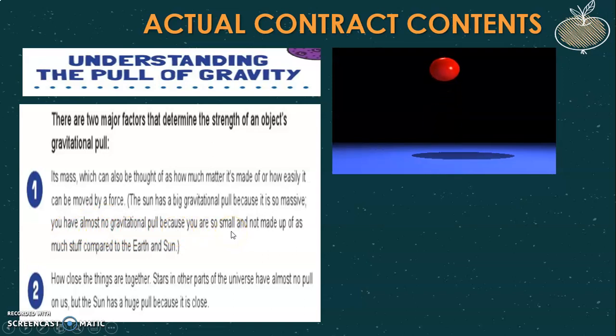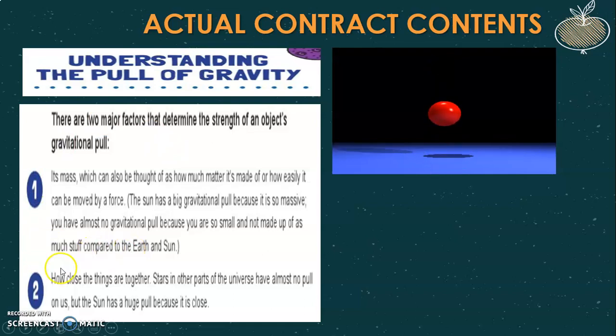You have almost no gravitational pull because you are so small. I'm not talking about you, Frida. I'm talking about all human beings. Men, women, mishkas, poodles, okay? And not made up of as much stuff compared to the earth and sun. Thank you, Frida. Is this clear? Remember the concepts of mass, matter, and weight, okay? Anyways, we're going to double check page 120 at the end.